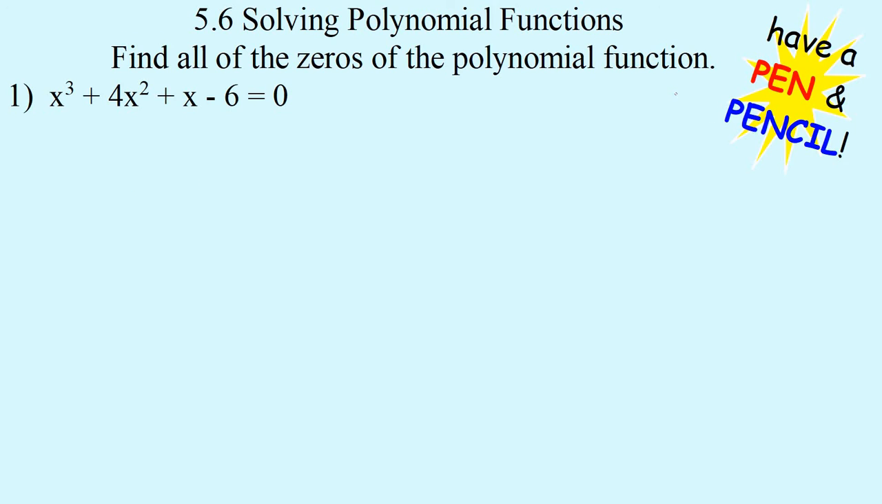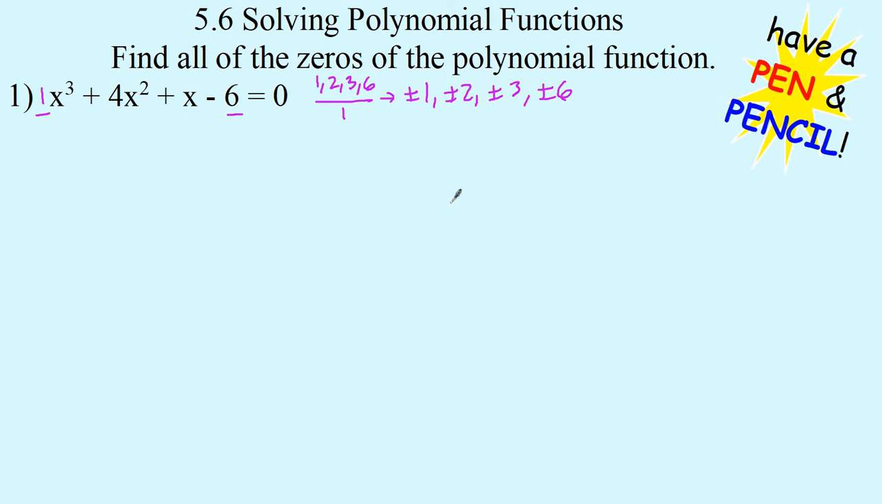I would have a pen or pencil. That just helps things go along. So the first thing is, narrow down your possible answers. We have 3 solutions, so what could they be? They're your factors of 6 over your factors of 1. So 1, 2, 3, 6 over 1. So your possible roots are 1, 2, 3, and 6, including all the negatives.